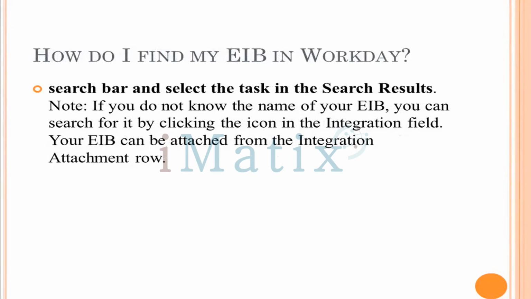How do I find my EIB in Workday? Where do I need to find my integrations or EIB? You need to go to the search bar in the taskbar and enter EIB. You will get EIB related information from there. You will be able to access your EIB integration tools for your requirement of integrating attachment documents and rows as well.